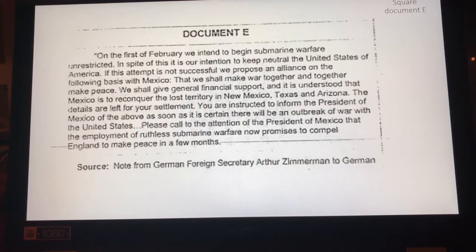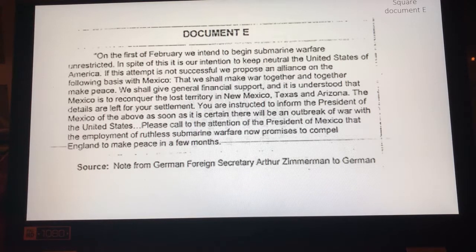You are instructed to inform the President of Mexico of the above as soon as it is certain there will be an outbreak of war with the United States. Please call to the attention of the President of Mexico that the employment of ruthless submarine warfare now promises to compel England to make peace in a few months.